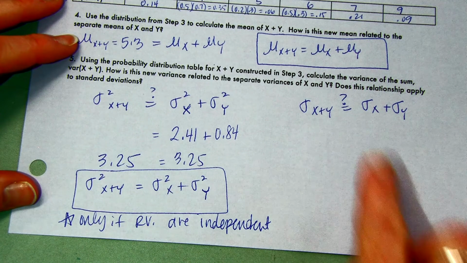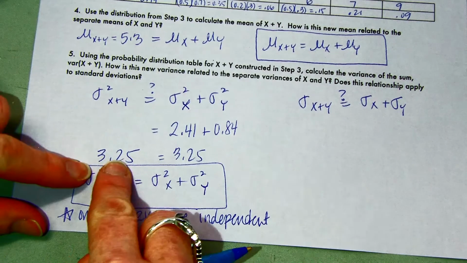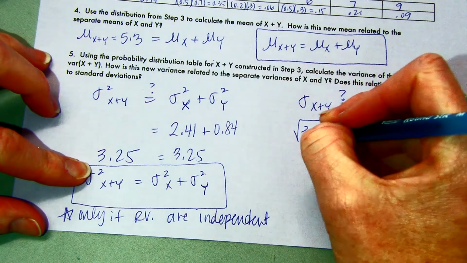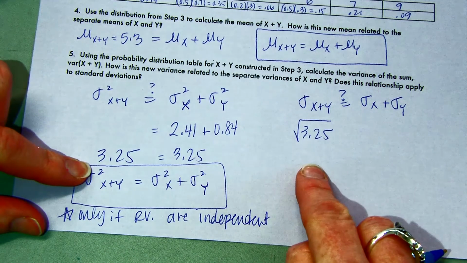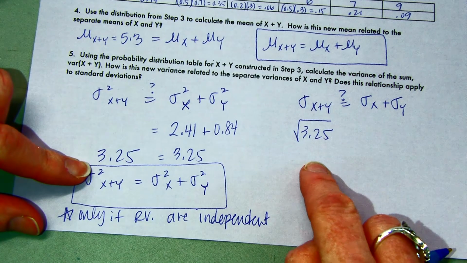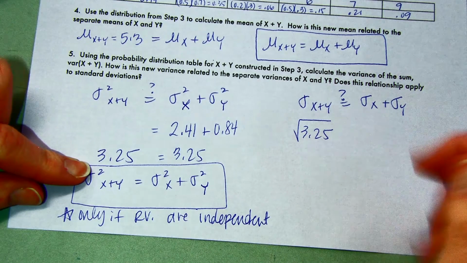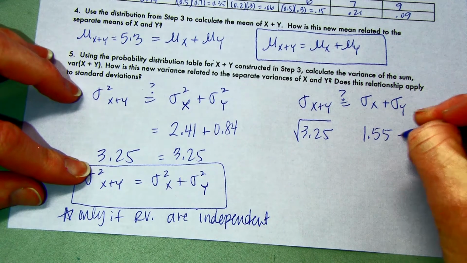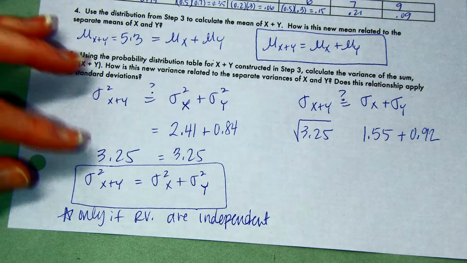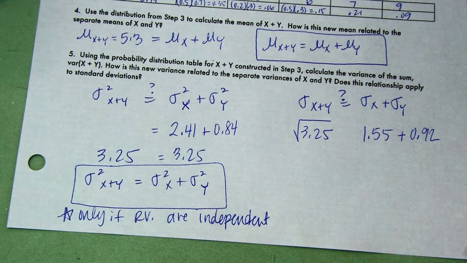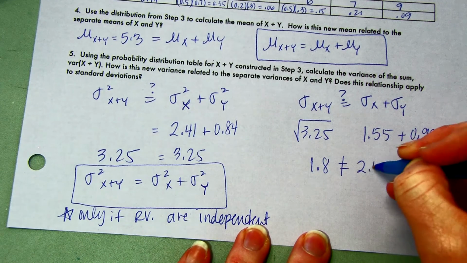Well, we just found the variance of x plus y to be 3.25. So I can take the root of 3.25 to get the standard deviation of x plus y. And over here, if I separately add together the standard deviations, the standard deviation of x from above was 1.55, and the standard deviation of y from above was 0.92. Are these two things equal? No. This is 1.8 versus 2.47.